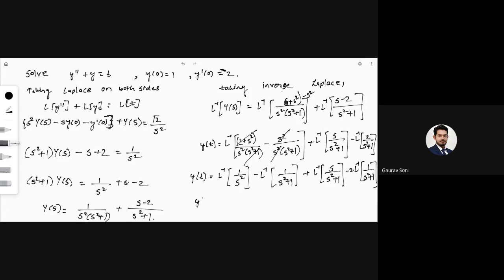So y of t is equal to Laplace inverse of 1 upon s square, that is t raised to 2 minus 1 upon gamma of 2, minus 1 upon s square plus 1, that will be sine of t. Even the last one is sine of t, minus 3 sine of t. And in this one, plus cos of t. So this is the final answer.